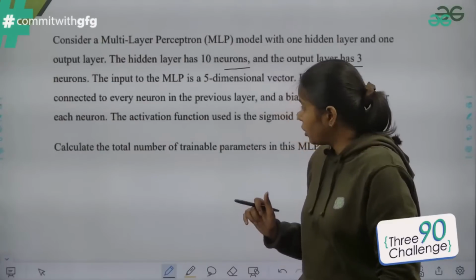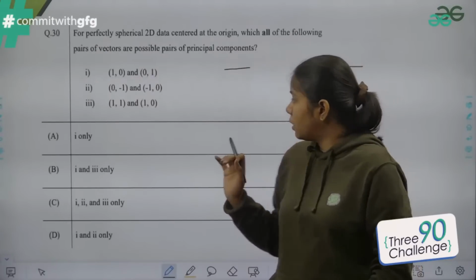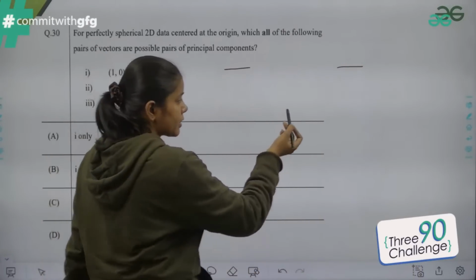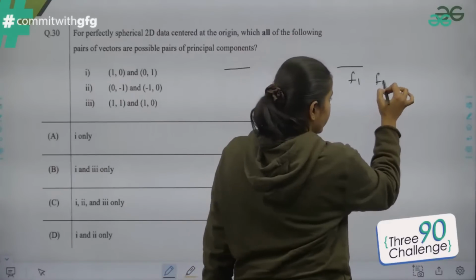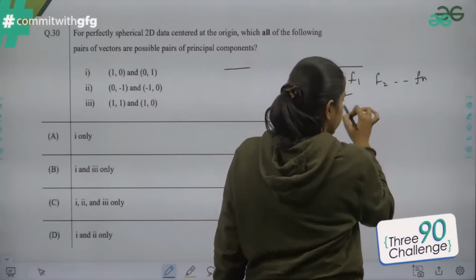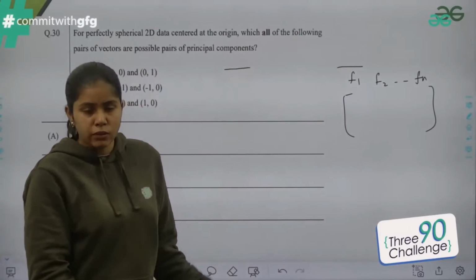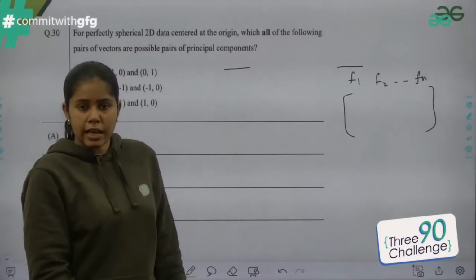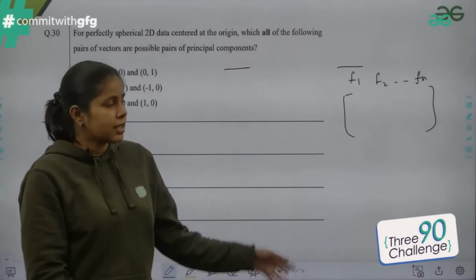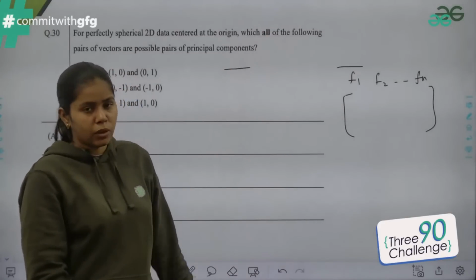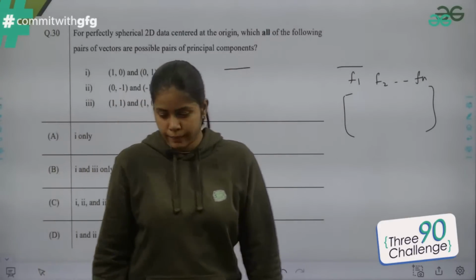If I talk about the mathematics behind principal component analysis, let's suppose I have been given f1, f2, fn features. These many features I have, so I'll form a matrix corresponding to that, and using these features I'll find their variance and covariance, and using the covariance matrix I'll do all the maths behind that.